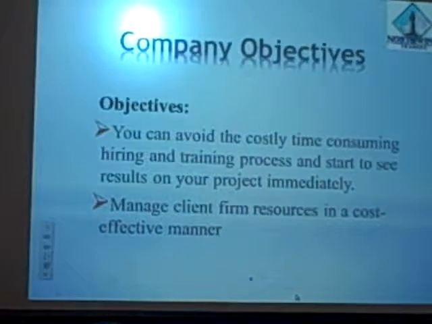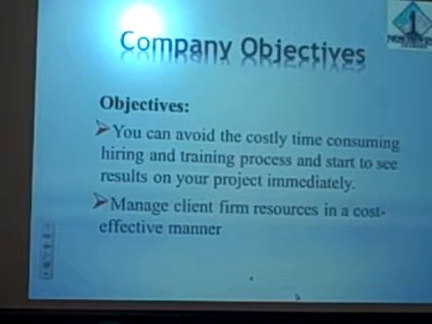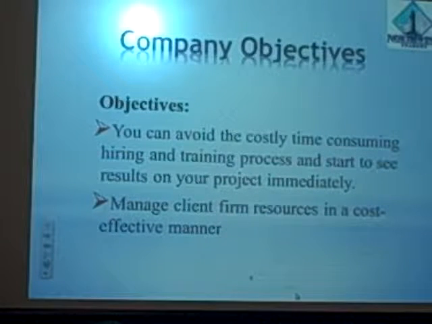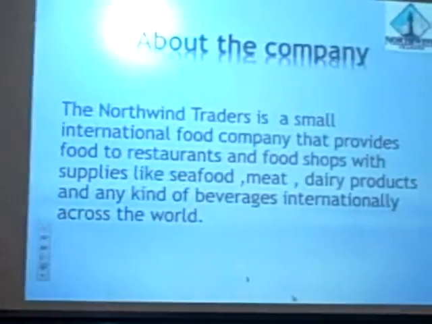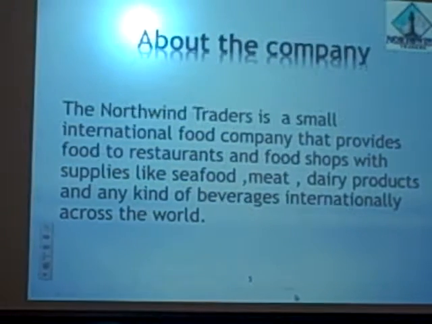Our company objectives are how you can avoid the costly, time-consuming hiring and training process and start to see results on your project immediately, and how to manage client firm resources in a cost-effective manner. About our company, Northwind Traders is a small international food company that provides food to restaurants and food shops with supplies like seafood, meat, dairy products, and any kind of beverage internationally across the world.